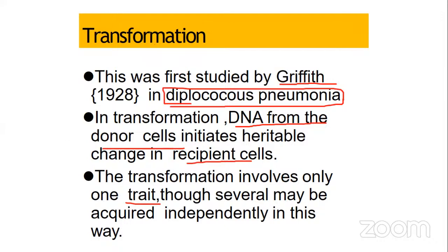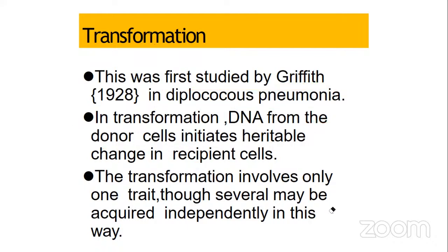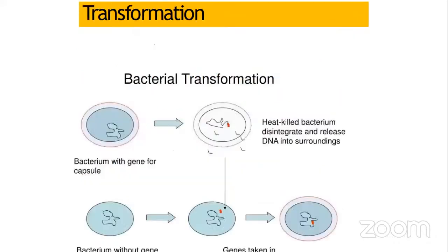Let's see the transformation process. First of all, it was first discovered by Griffith in Diplococcus pneumoniae, right? If the genetic transfer in bacteria also occurs by transformation, what happens in which the DNA molecules of the donor cell, for example, is there given any diagrams? Right. Bacteria transformation.